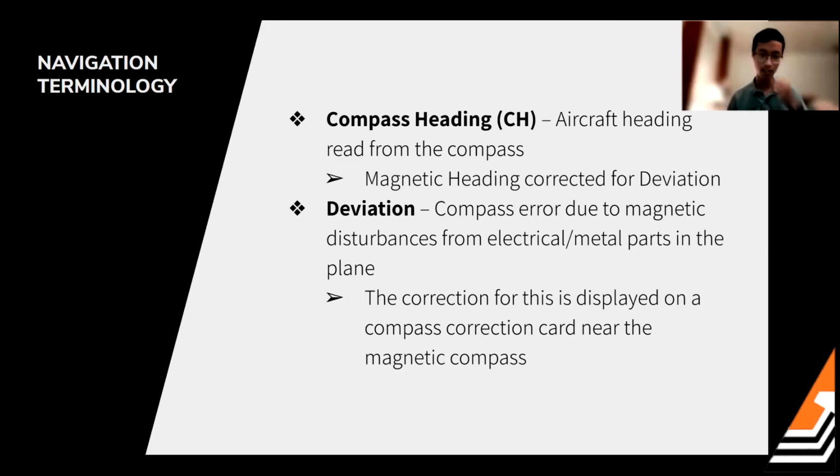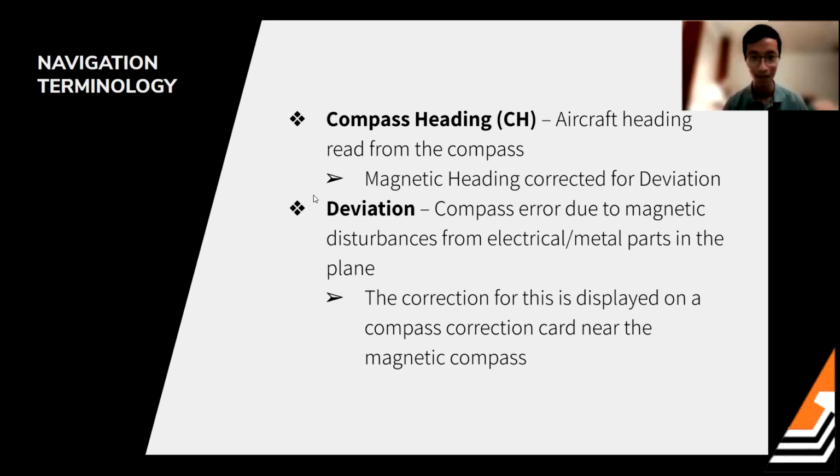So what exactly is deviation though? When the airplane's radios are running, it's going to interfere a little bit with your magnetic compass. So deviation is just slight compass errors due to that kind of magnetic disturbance from electrical parts in the aircraft. To correct for any of this deviation, each airplane is going to have a little compass correction card.